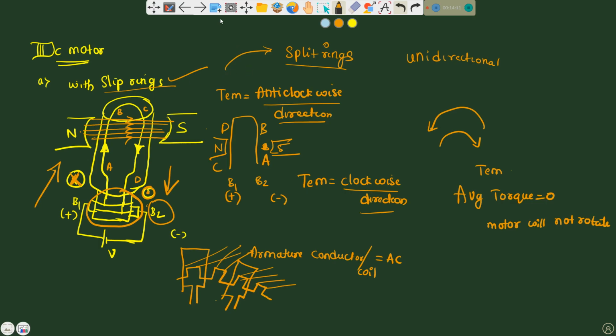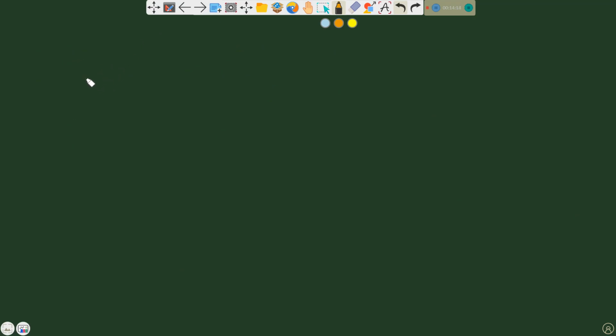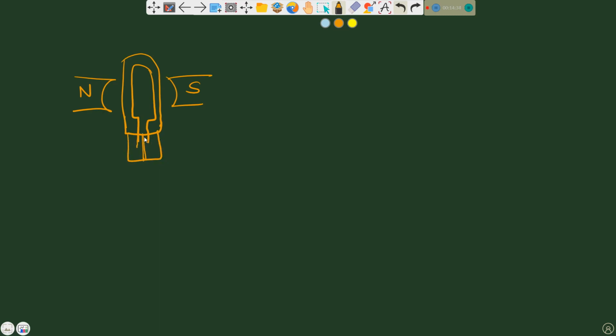Okay, let me draw it first. This is north pole, this is south pole, and this is your armature, and you have armature conductor or a coil. This is mica insulation, you have brushes. Okay, and you will be given a voltage. This is B1 and this will be B2. These are magnetic lines flowing from north to south.